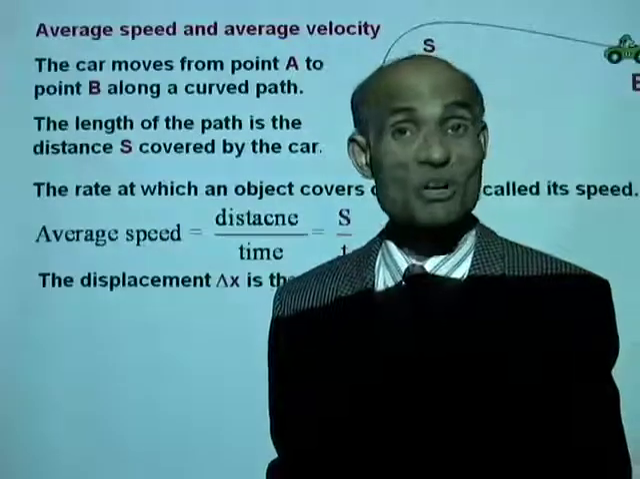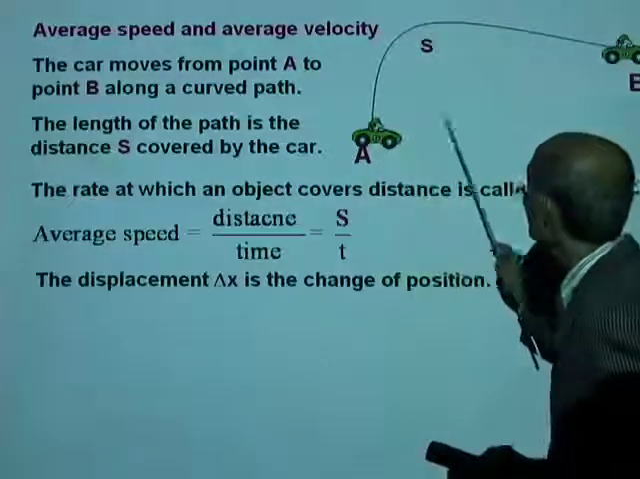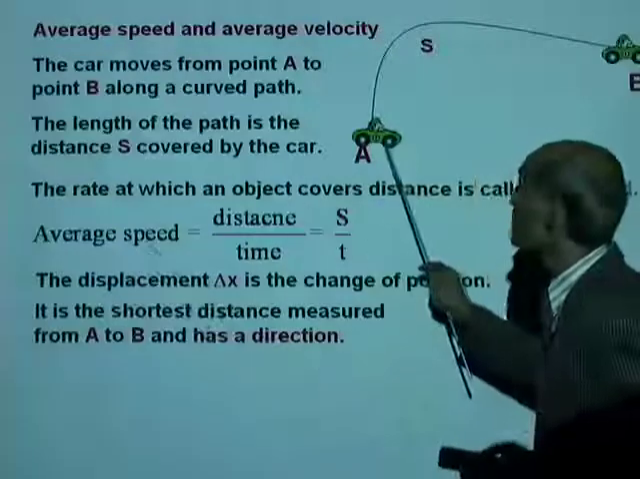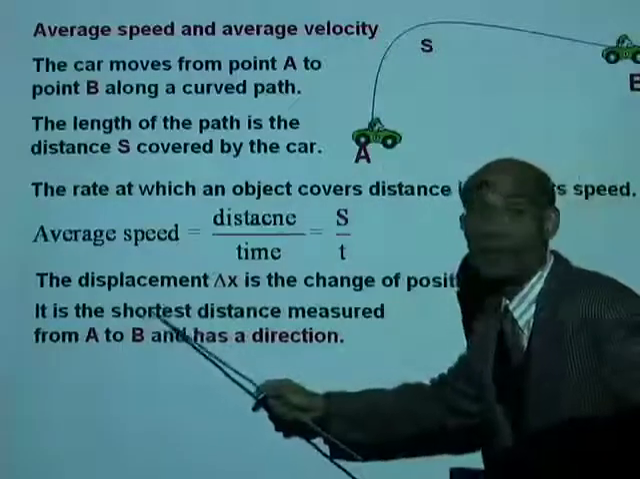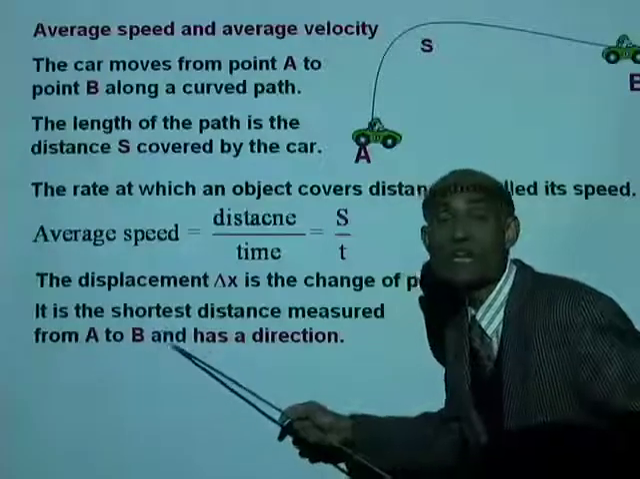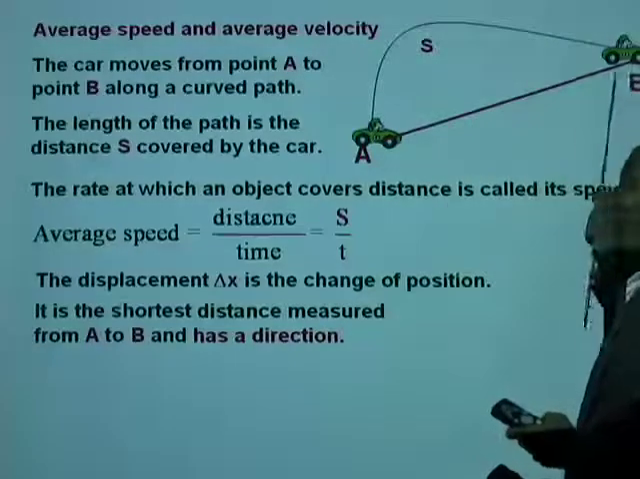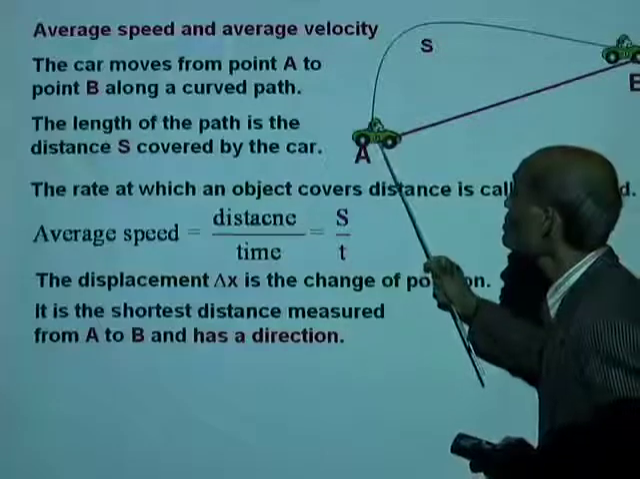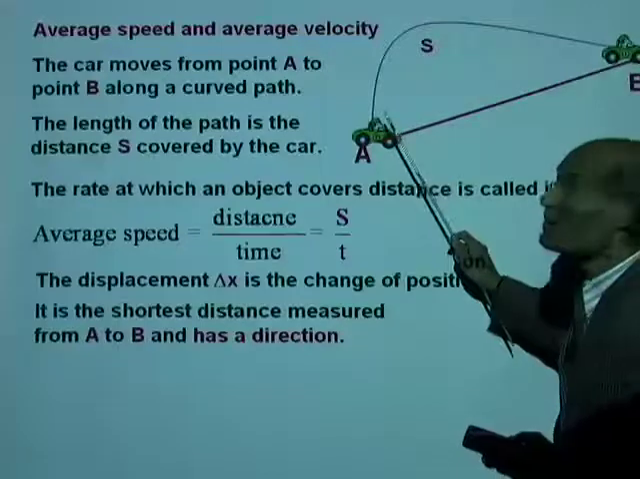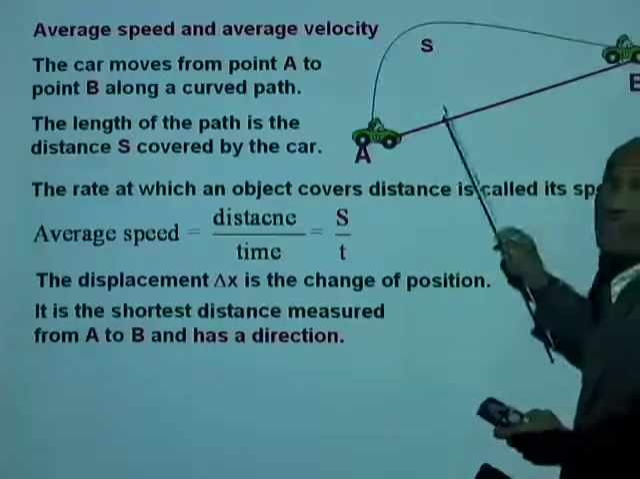What is the change in position of the car? The net result is that the car moved from position A to position B, and therefore the displacement of the car is the shortest distance measured from A to B, and it has a direction. Watch this. This is the displacement. It's the shortest distance measured from A to B, whereas the distance traveled is the length of the path taken.